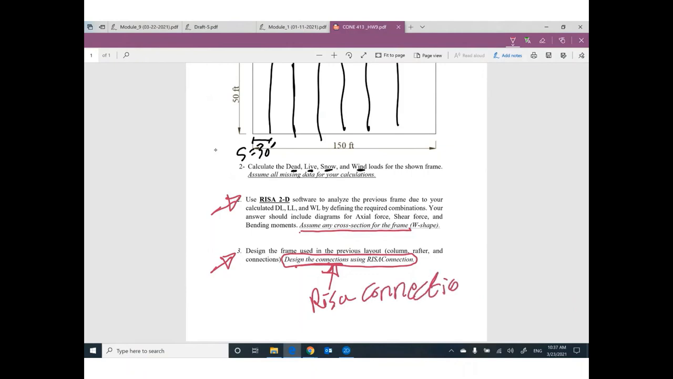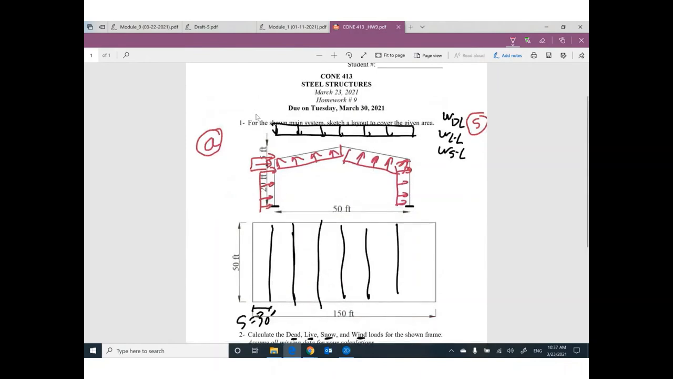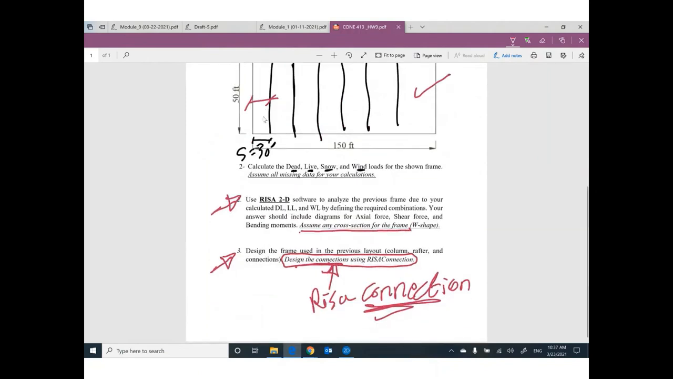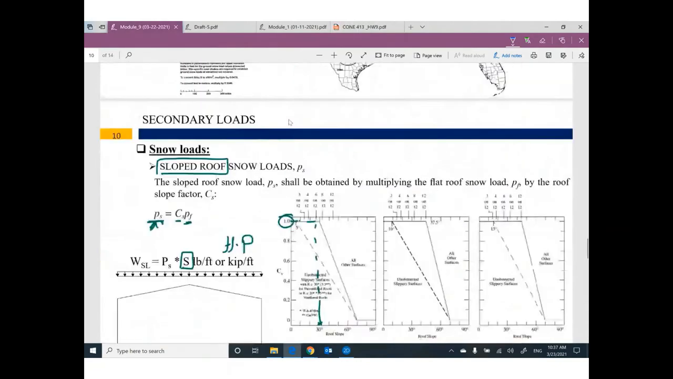So probably in the coming exam, you should expect something like this. Problem like this one. I will give you a frame and a piece of land. You need to draw your layout. Where is the spacing? It will be very easy. Then you need to show the calculation for dead, live, and wind. And I explained them here, step by step.